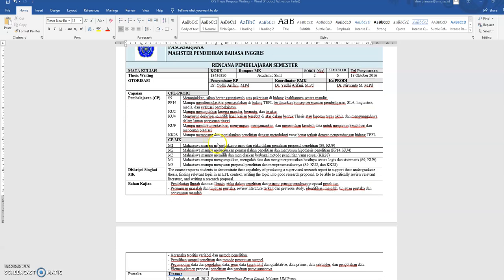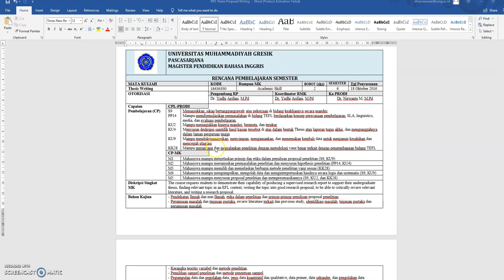Now let me share about the lesson plan that we are going to cover during this semester. The learning outcome of this subject is actually how to equip you with the ability to compose a thesis or research thesis proposal for Magister of English Language Education.